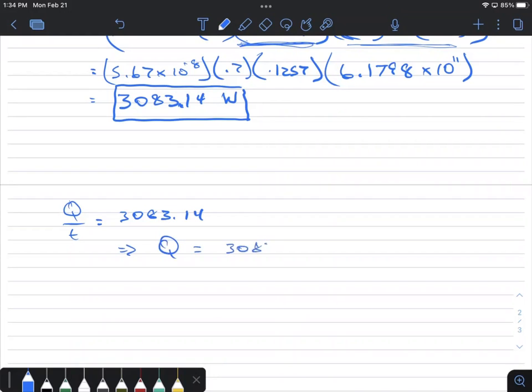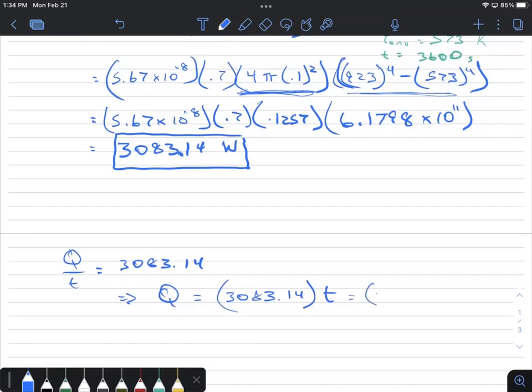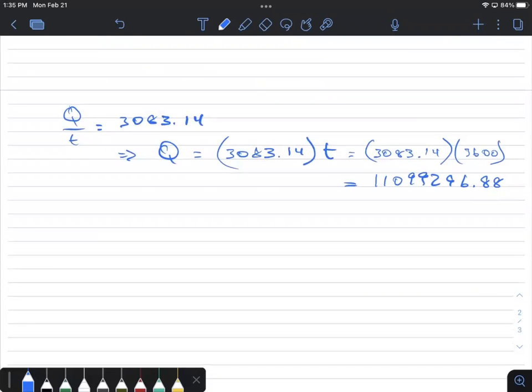It's 3083.14 times T. And of course, I know what T is. It's 3,600 seconds. So 3083.14 times 3,600, and I get a long number. Now, in my class, you could either do the scientific notation or you could write the number out, unless it's super crazy. So the answer I get in my calculator is 11,099,296.88. You can leave it like that.